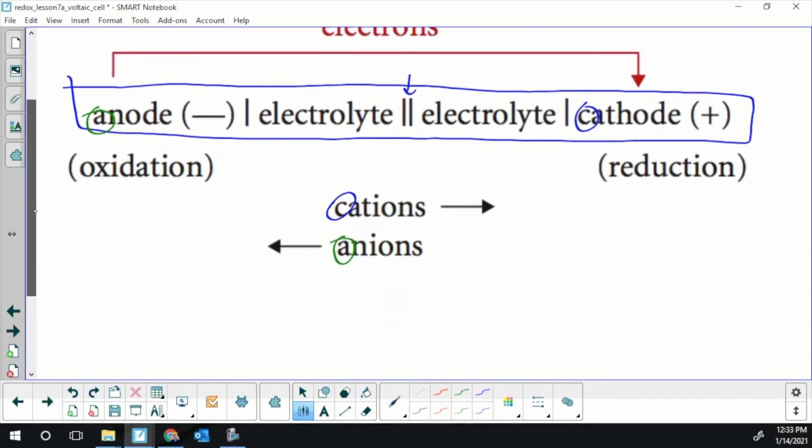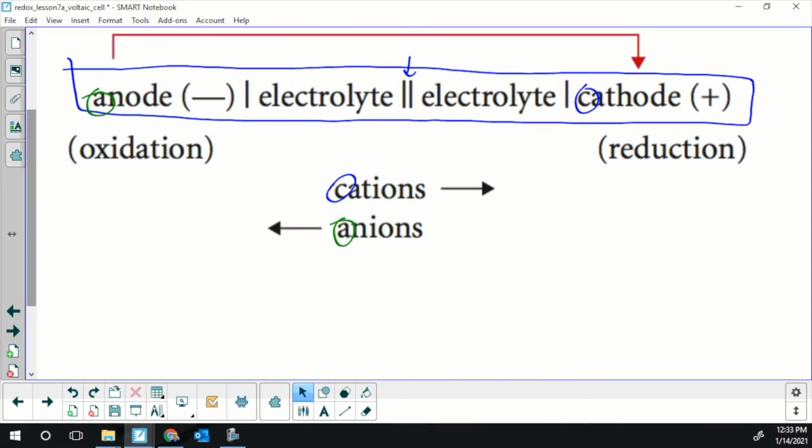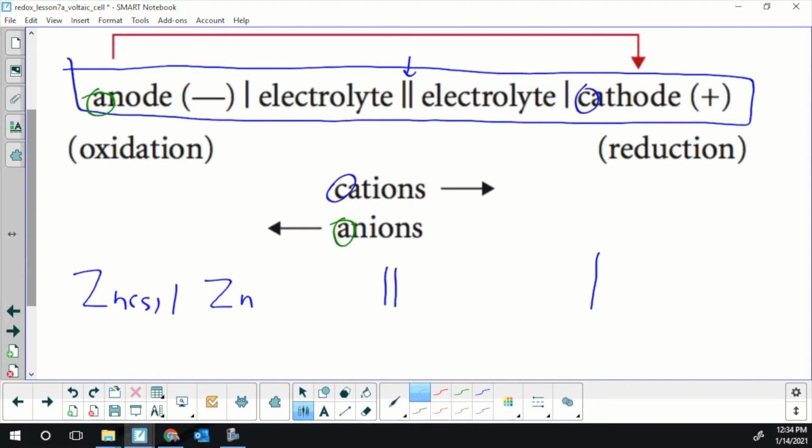I'm going to write out the cell notation for the example that we just did. I'm going to lay out those dashed lines first. So we have to have the anode, electrolyte, a double line to switch beakers, electrolyte, and then last the cathode. You may want to be flipping back to the diagram as I'm writing this in. I have to start with the anode. The solid anode is the zinc metal, and it actually was one of our reactants. Then I move to anything that's in this solution. Zinc nitrate.